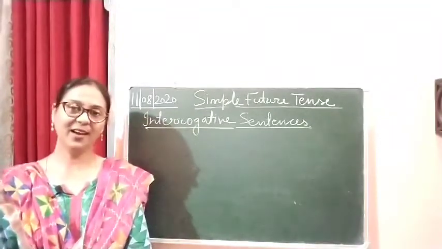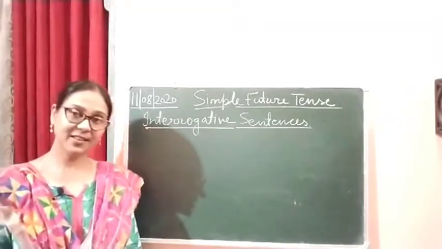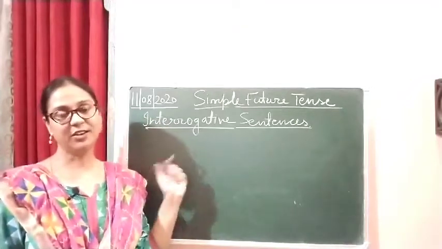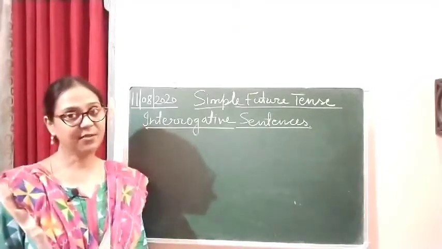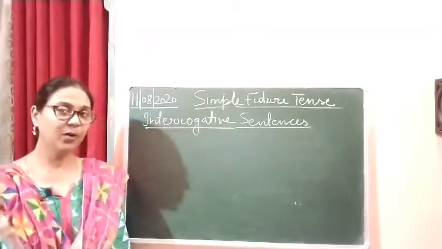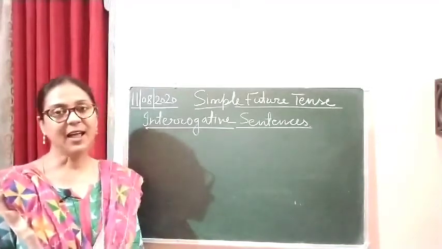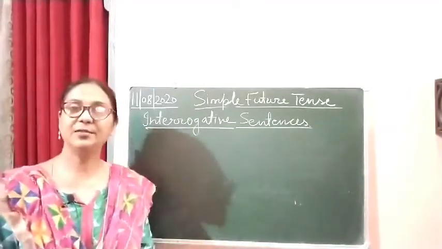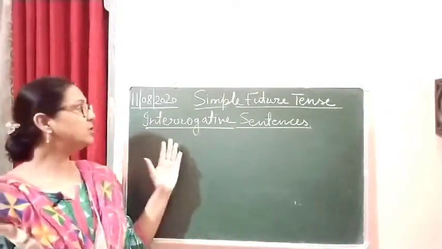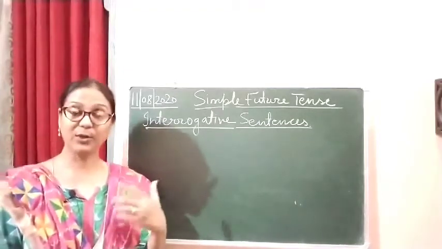As you all know, we are learning about tenses and we have completed present tense and past tense. And we have started future tense. Yesterday we completed simple future tense, but a few points were left that we are going to continue today. We have discussed how to make negative sentences in simple future tense. Today we are going to learn about interrogative sentences in simple future tense, how we are going to make them.